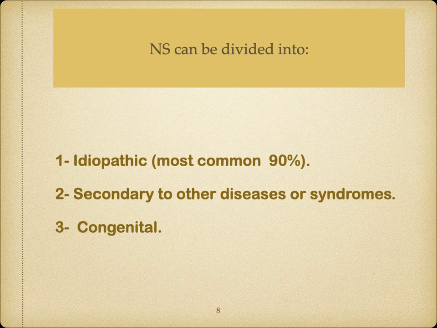Etiology of nephrotic syndrome. The most common cause of nephrotic syndrome in the pediatric age group is idiopathic, or what is called primary glomerular disease. For example, minimal change disease, which is the most common type, or focal segmental glomerulosclerosis. We also have secondary nephrotic syndrome, which occurs secondary to systemic diseases or syndromes. For example, malignancy like lymphoma, SLE, Henoch-Schönlein purpura. Also, we have congenital syndromes that result in nephrotic syndrome.